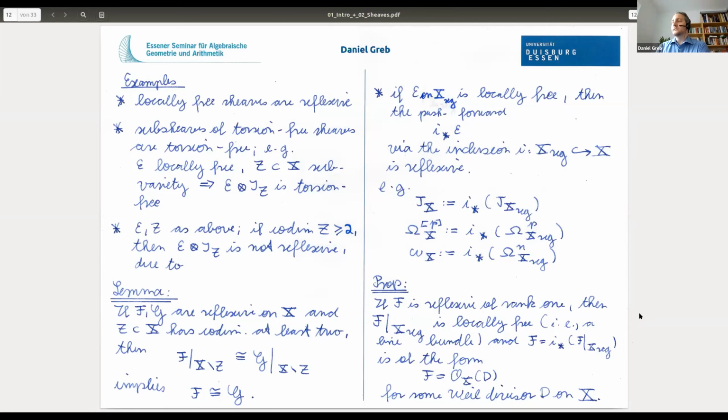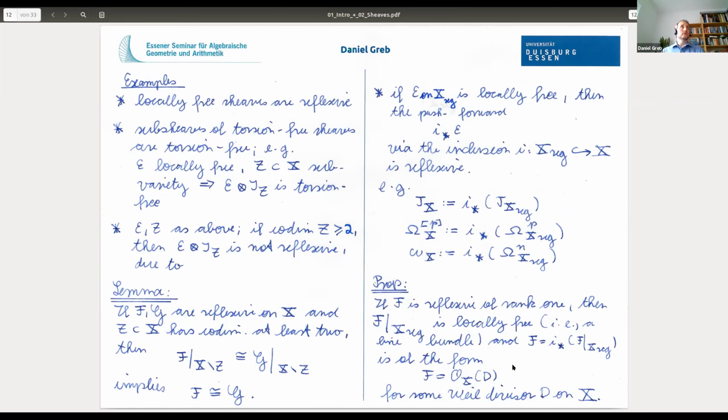I do this, I take ι_* of F restricted to X_reg, and I get another reflexive sheaf. Well, but these two reflexive sheaves agree on the smooth part, which has codimension 2 complement, so they have to be the same sheaf. Yeah, so this means I can understand this F by restricting it to the smooth part. There it's a line bundle, and then I can push forward again. And globally, this F, this reflexive sheaf of rank 1, is nothing but a sheaf of the form O_X(D) for some Weil divisor D on X.